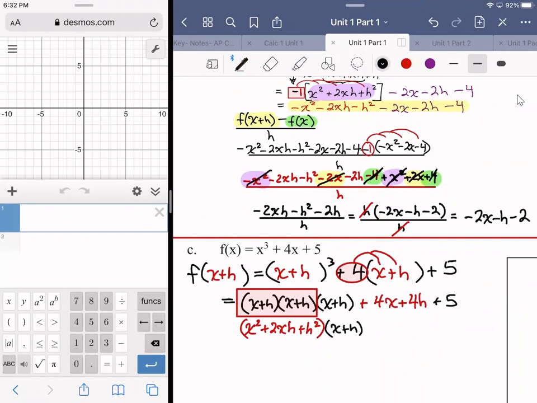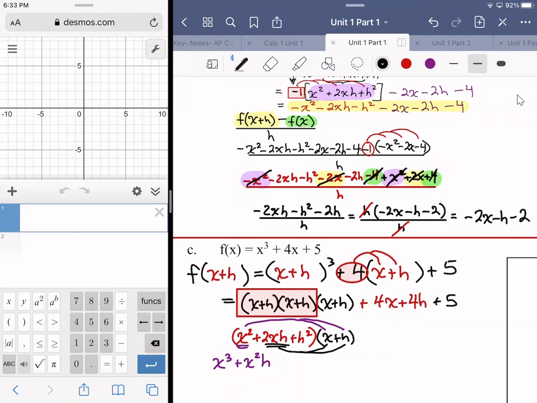When you're distributing a trinomial against a binomial, this is an old algebra topic, but it's not one that always comes up, so you're forgiven if it's not fresh in your mind. I'm going to give myself a little room. What you want is a systematic approach. You take the first term of your first expression and multiply it by each term of the second expression. So we'd be looking at x cubed plus x squared h. Then we would take the second term of our first expression and multiply it by each term of the second expression.